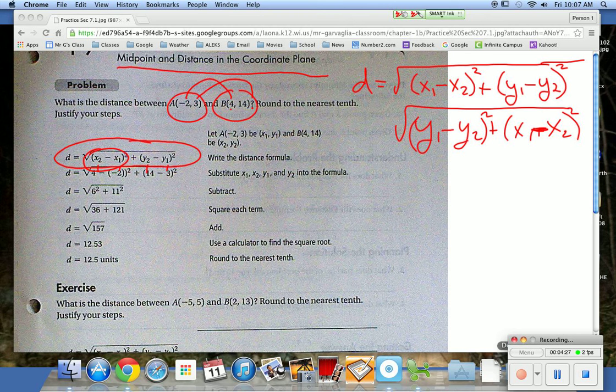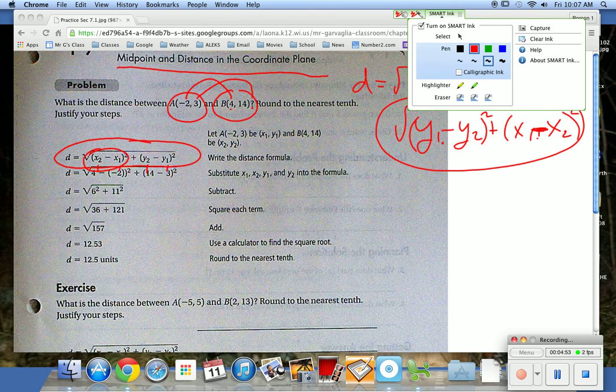Just subtract your x's, subtract your y's, square them, and take the square root. This leaves it really open. You don't have to follow one way. Just subtract your y's, square them, subtract your x's, square them, and add them together. All right? This is the distance formula.